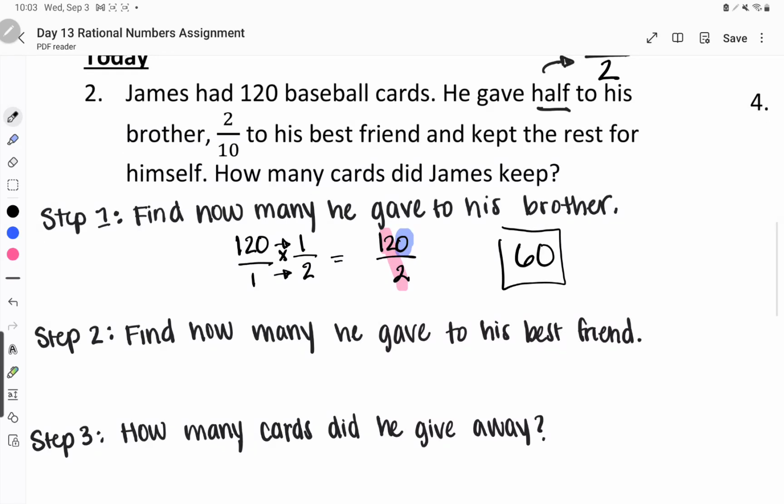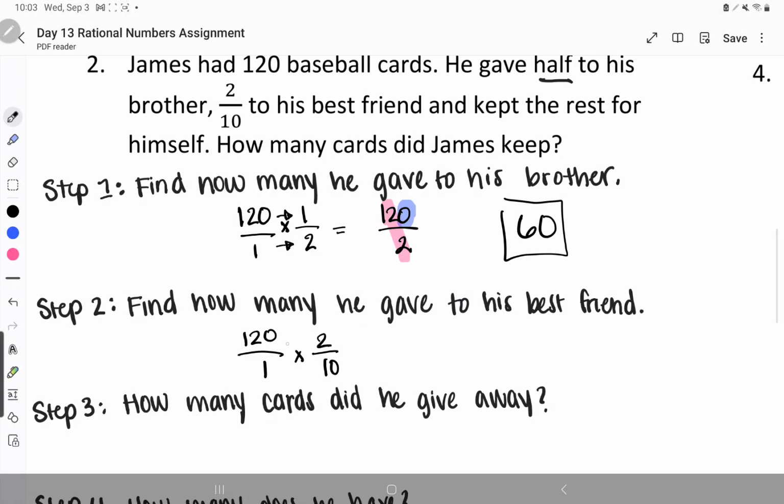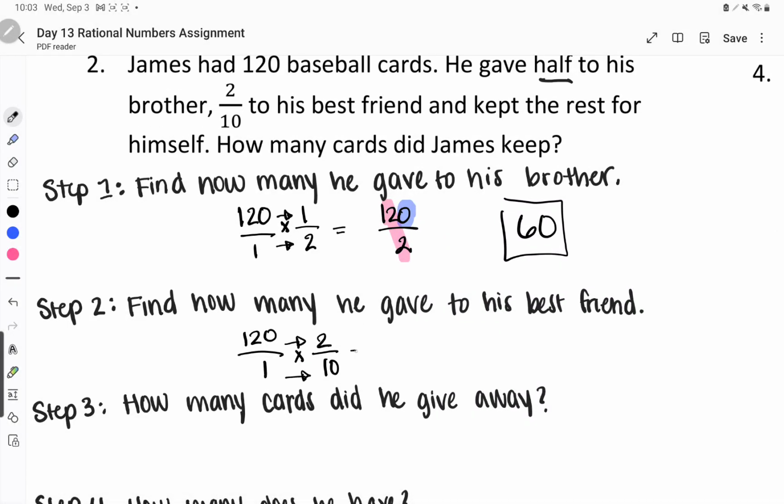Then we have to figure out how many he gave to his best friend. So if we just multiplied 120 times 1/2 for his brother, we're going to multiply 120, because that's the total number of his cards, by the fraction 2/10, because that's how many he gave to his friend. Tops times tops, bottoms times bottoms. 12 times 2 is 24. And then we just tack on this 0 that's here at the end. That gives us 240 over 10. Cross off these zeros. 24 divided by 1 gives us 24.